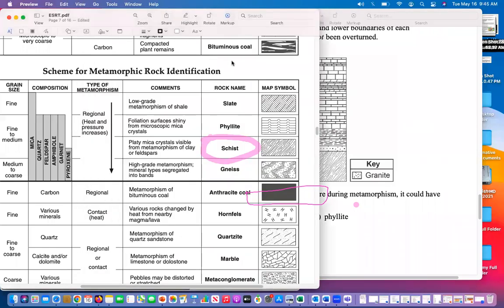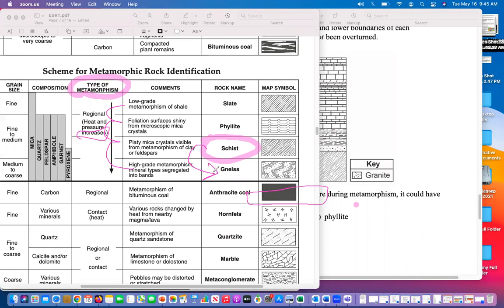Well, when I look at the type of metamorphism right here, it tells me that as I continue to go down, from slate to phyllite to schist to gneiss, the heat and pressure increases as it's going down. So if I want a rock that goes through even more heat and pressure, I have to go one step lower.